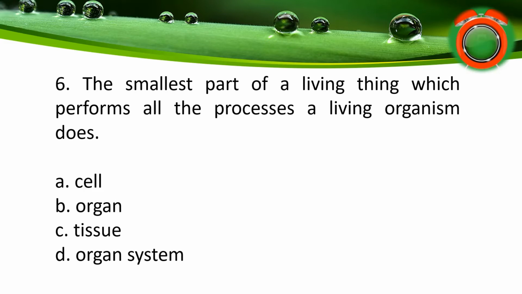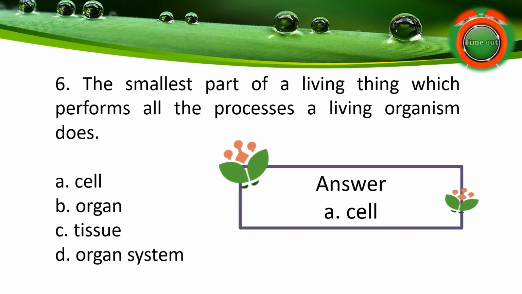Number 6 question. The smallest part of a living thing which performs all the processes a living organism does. A. Cell. B. Organ. C. Tissue. D. Organ system. The correct answer is A.